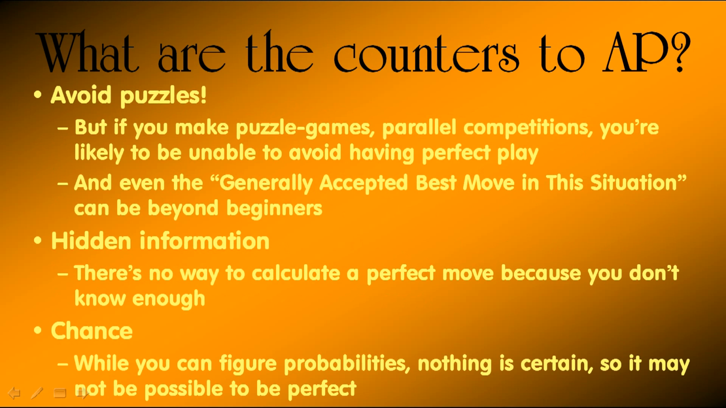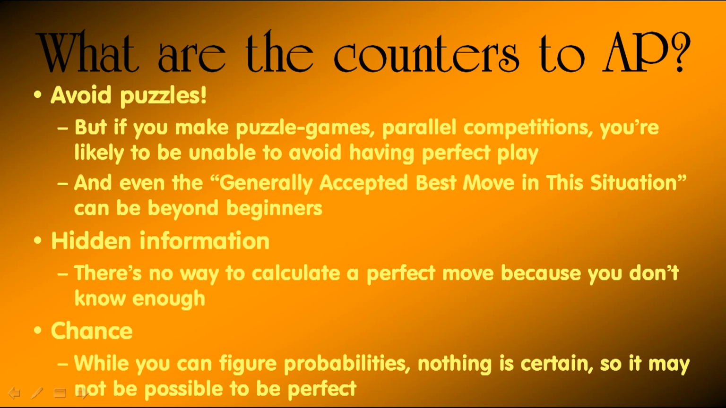So what are the counters to AP? Well, first of all, avoid puzzles. But if you make puzzle-like games, such as parallel competitions, very common in Euro style, you're likely to be unable to avoid having perfect play. And even the Euro generally accepted best move in this situation can be beyond beginners. Another way to avoid AP is hidden information. There's no way to calculate a perfect move because you don't know enough, although perhaps too much hidden information can cause its own form of analysis paralysis.